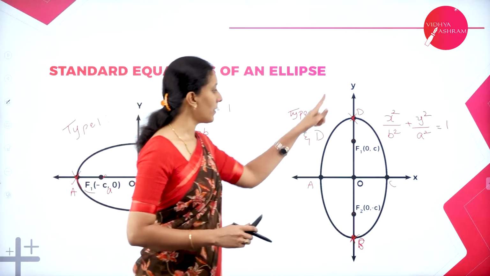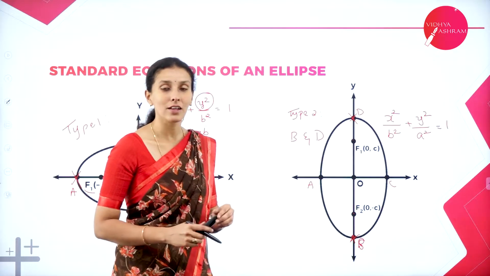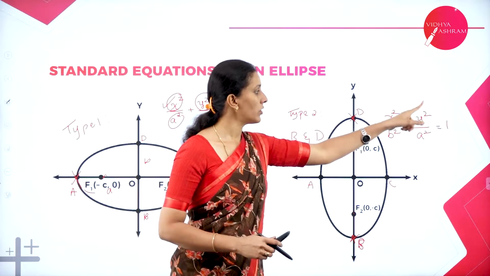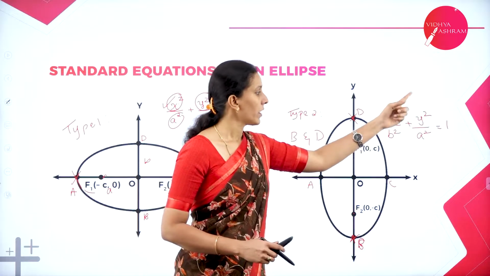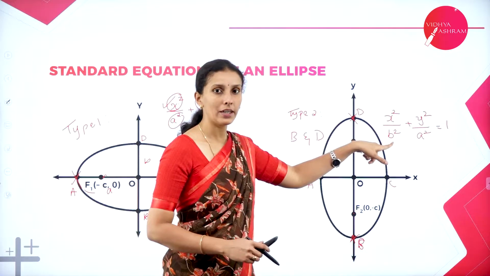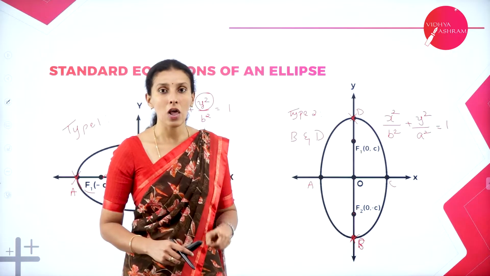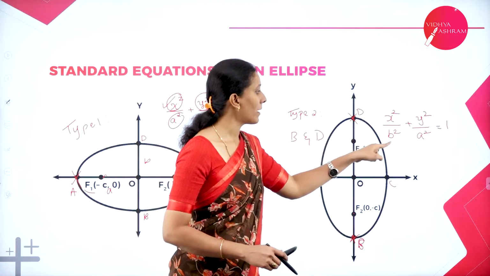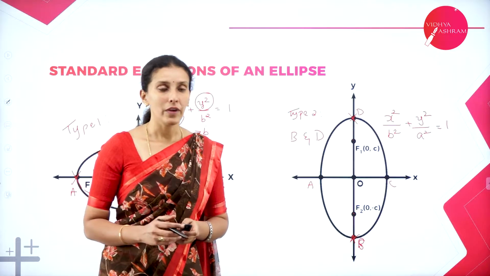Now, suppose the major axis is the y-axis, how can we get to know that the major axis is the y-axis? That is, what is the coefficient of y square here, or the denominator of y square? It is a square. So, if the coefficient or the denominator of y square is greater than the denominator of x square, then we can conclude it's a major axis along the y-axis. Therefore, we can write the standard form x square by b square plus y square by a square is equal to 1. So, you can take a few examples.